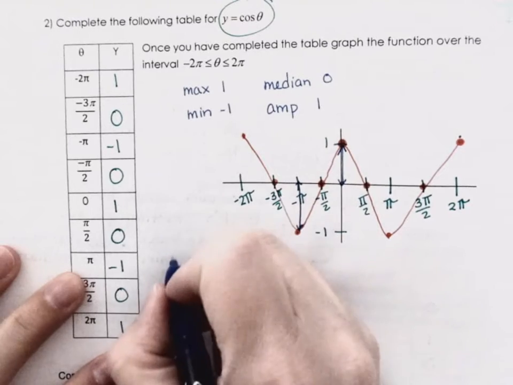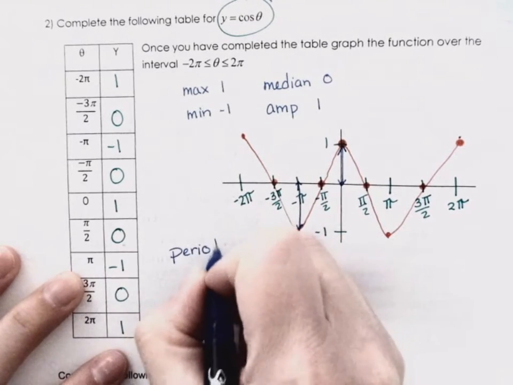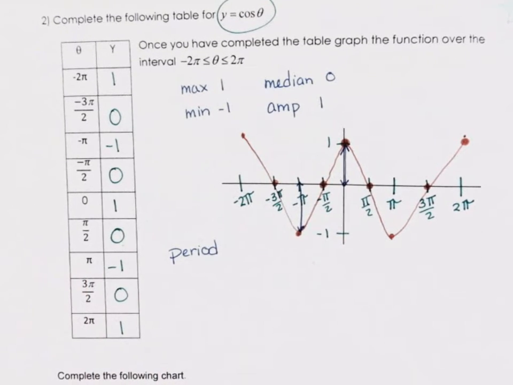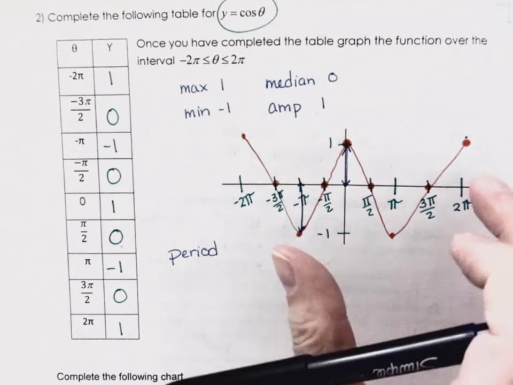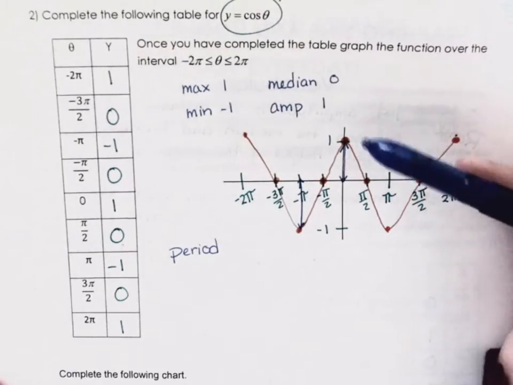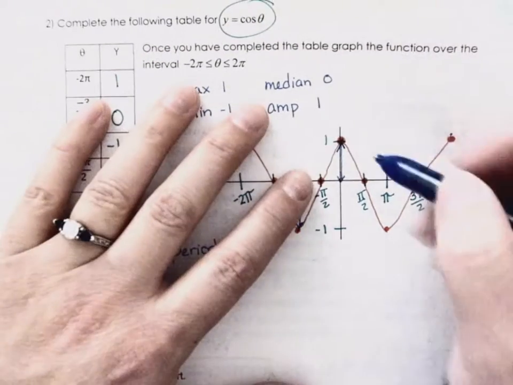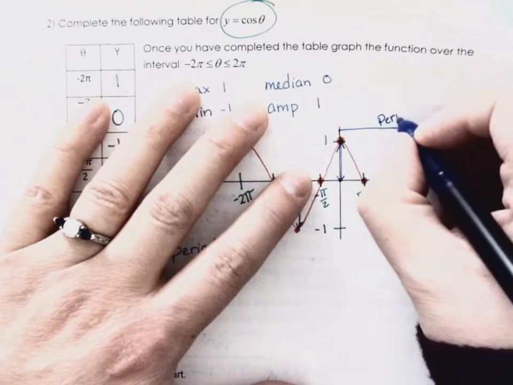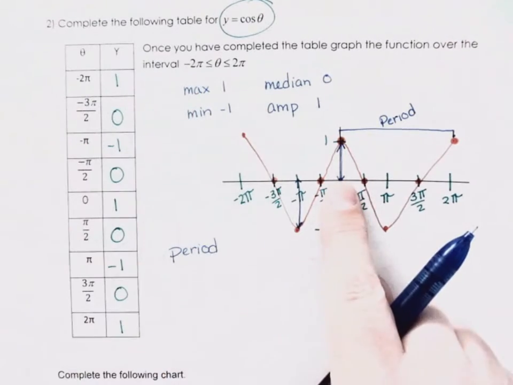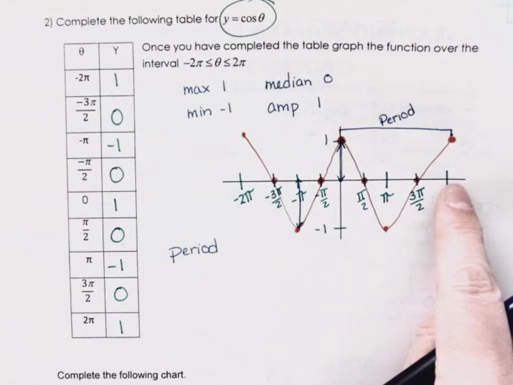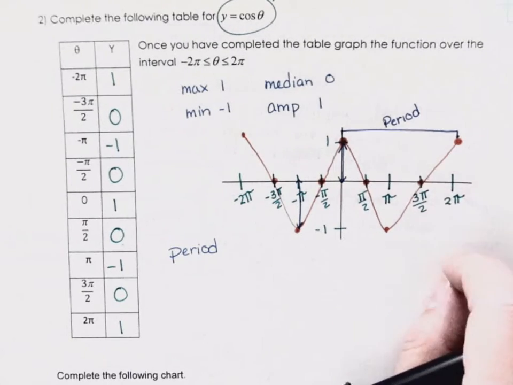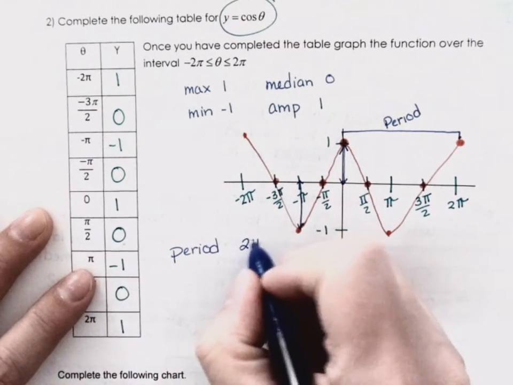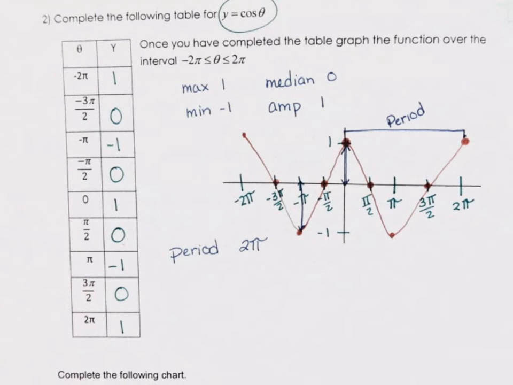Okay, what else do I need to know? Period. Are you sure it's 2 pi? I would agree with you. My graph looks a little wonky on this side because my increments would look wonky on this side. So I'm going to start at 0 again. This time I'm going to go from a max to a maximum for my period. Because it's always nice, it starts at 0 and it goes to 2 pi. So my period is 2 pi.